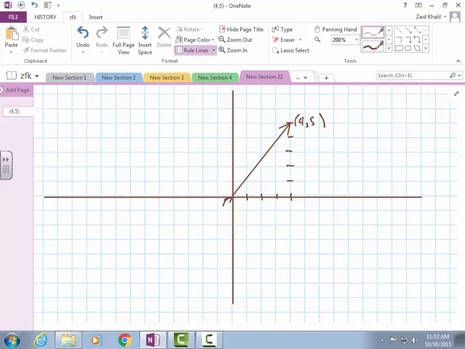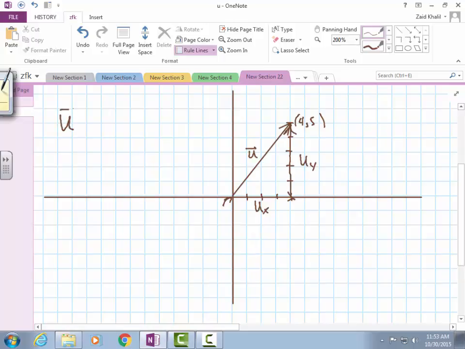So now the question is what can you do? So here's U. What can you do with U? Well, one thing you can do is you could say, actually, U is the sum of two vectors. One vector which is purely in which direction? The horizontal direction, and another vector which is purely in the vertical direction. So I'll call this Ux, and I'll call this Uy. And as you can see, U is equal to Ux plus Uy.